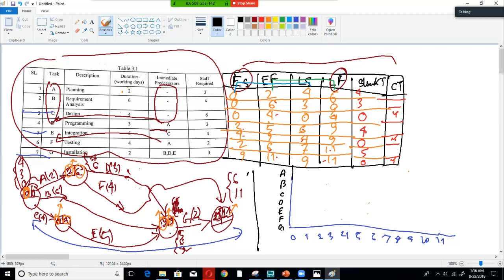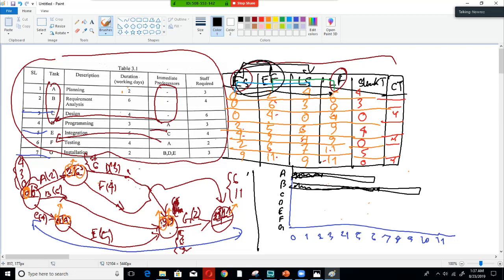Now we start from the early start and go to the late finish, so 0 to 6, all the way 6. Now we mark from early start to early finish. So 0 to 2 will be marked over here. For B, we go from 0 to 9, and we mark B from 0 to 6.